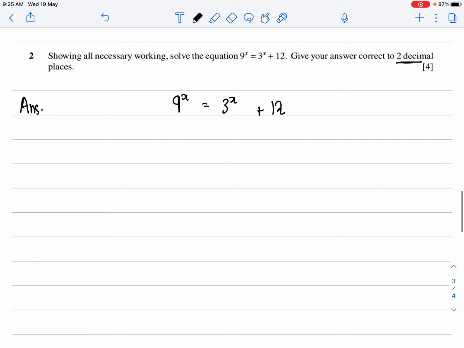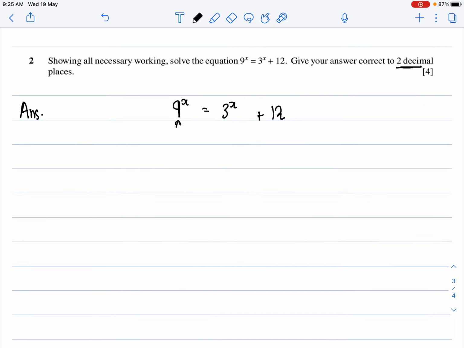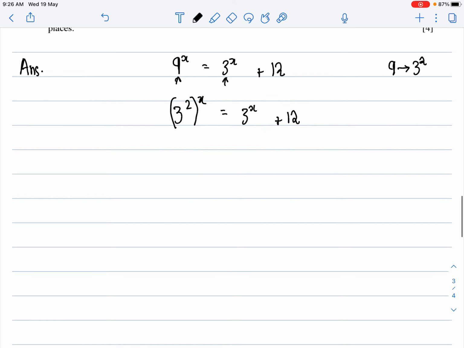So now see, the problem here is I have a 9 here, I have a 3 here. The bases are not same. So what I need to do first is make the bases same. For that, I know that 9 can be written as 3 square, correct? So that's what I'll write. I'll write this as 3 square raised to x equals 3 raised to x plus 12, correct? So now I can write this as 3 raised to 2x equals 3 raised to x plus 12.